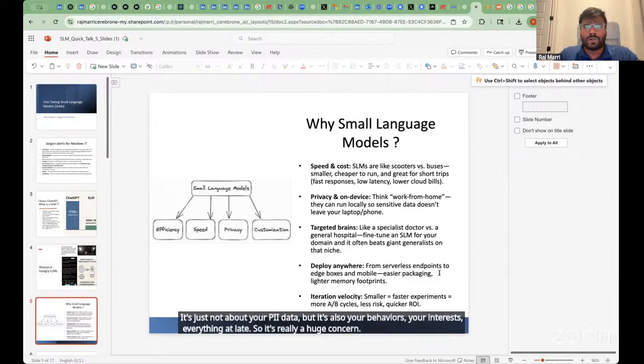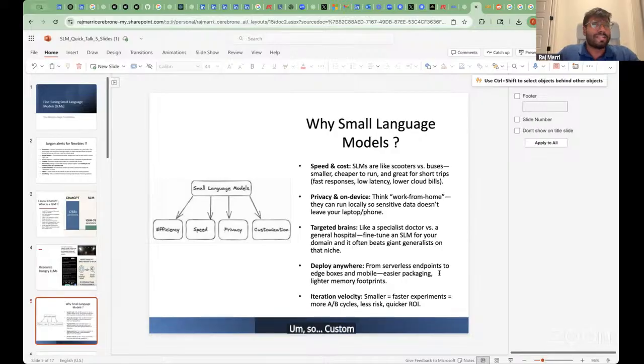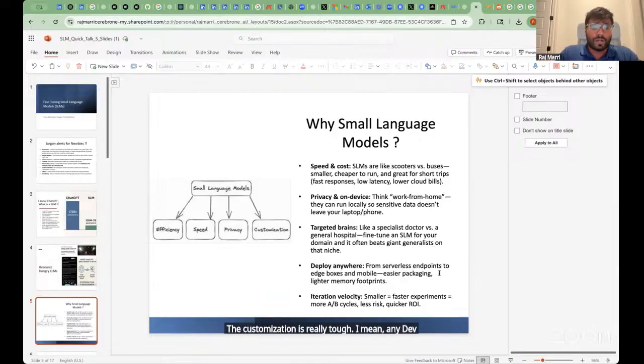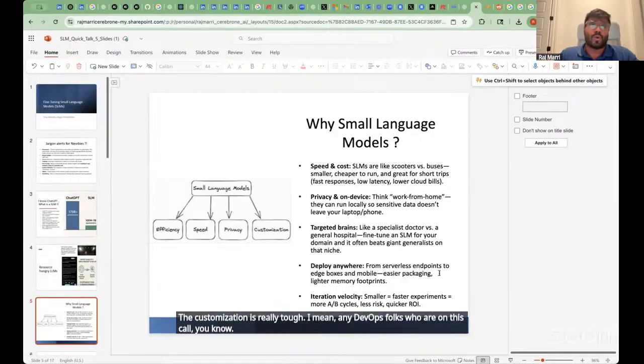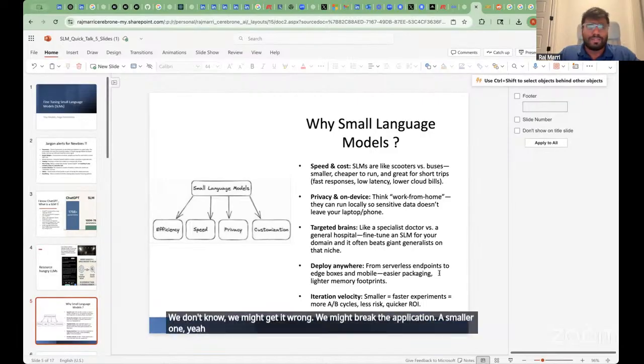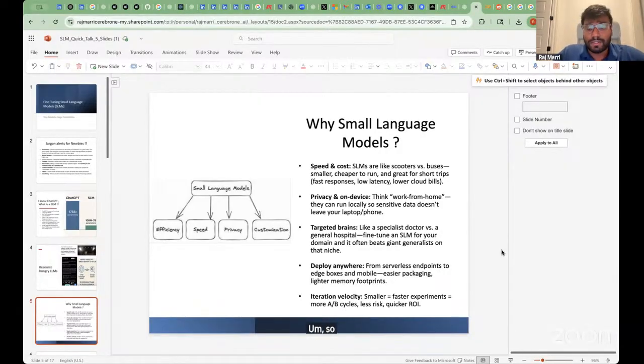Customization is also pretty limited. When you're dealing with a huge model, customization is really tough. For any DevOps folks on this call, it's almost like updating a monolithic application: we might get it wrong and break the application. A smaller one is easy to update. The same thing applies here, so customization is something we could do really well with a small language model.